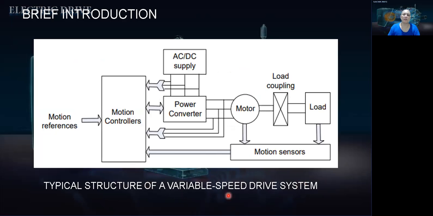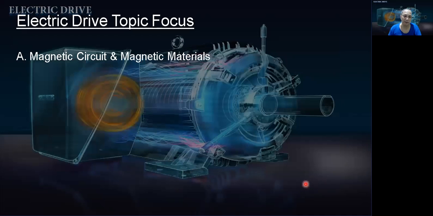And this is the variable speed drive system, more typical. If you look at it again, it is similar to the one before, but this is the motor and there are some sensors. When it is acting, there are some motion sensors on it. And of course, these are the motion controllers. Everything is here: the motion reference coming in, the AC or DC supply, and then the power converter going to the motor. This is the typical structure. The motor, with the load coupling, runs the load, and then the sensors sense it and feed back. That's how the feedback mechanism happens.